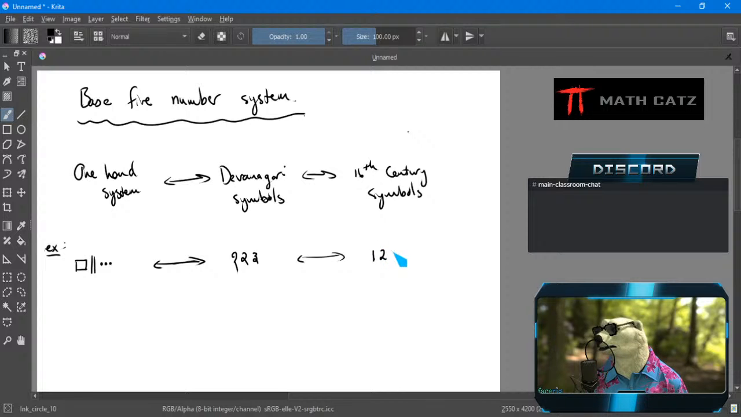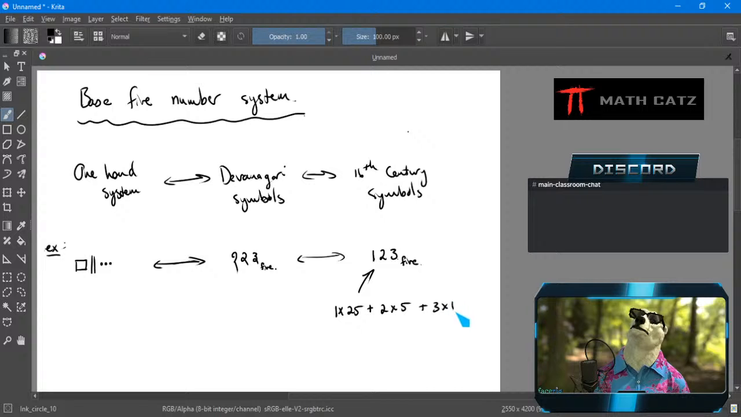1, 2, 3. But it's good here to emphasize that this is counting groups of 5. Actually, it's good to do it here as well. Otherwise, just by looking at the 1, 2, 3, I'm not sure. Is this 123? No, it's not. It is one group of 25 plus two groups of 5 plus three ones, which is then, of course, 25, 35, 38 in decimal.